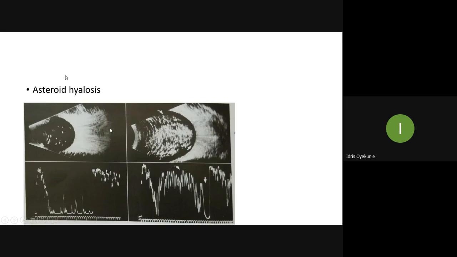Initially, you may use a high gain. What I mean by gain is you increase the brightness on the scan. So when you use a high gain, it appears very bright, and then you can lower the gain to be sure, and you see high reflective spikes as well. Another key thing to look out for is that there is a clear separation in asteroid hyalosis between the opacities and the retina, which is seen by this arrow here.